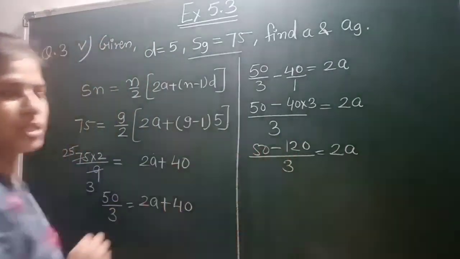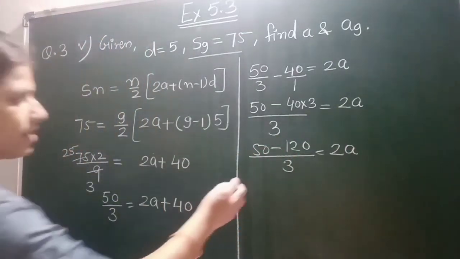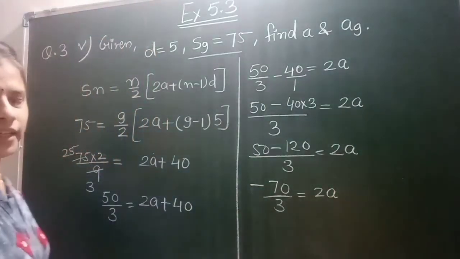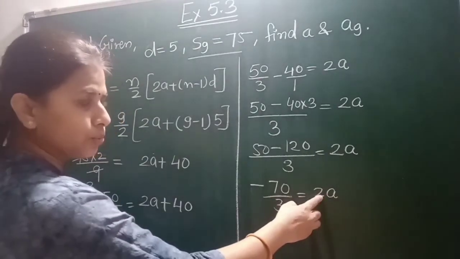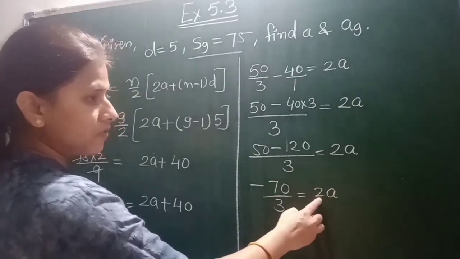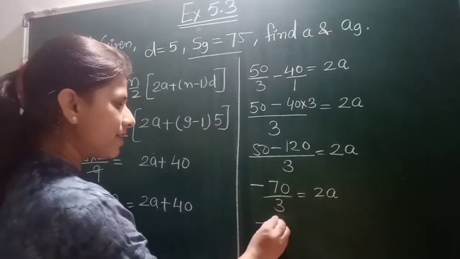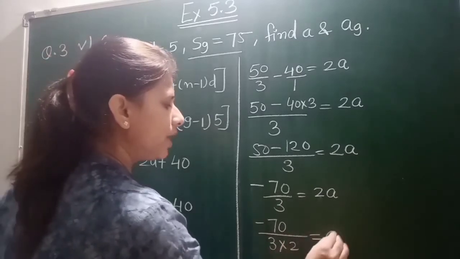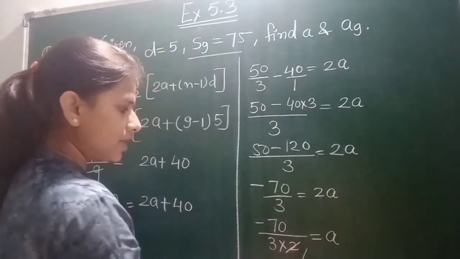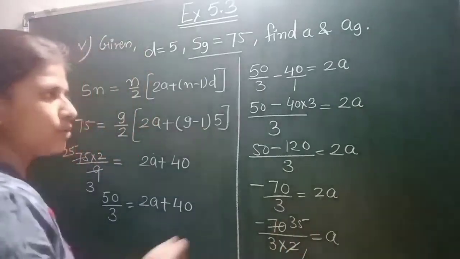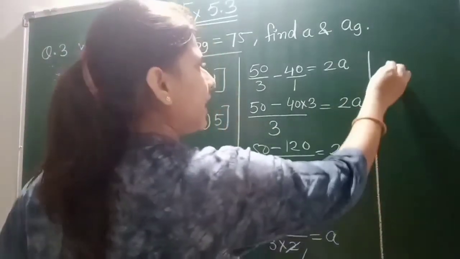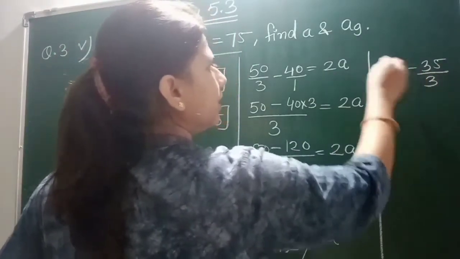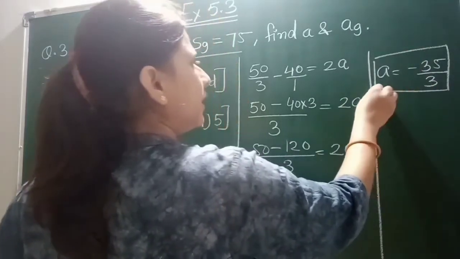Then 120 minus 50, what we will get? Minus 70 by 3 equals 2a. Then student, shift this 2 because we have to find the value of a. So we will shift this 2 from right hand side to left hand side and we will get minus 70 upon 3 into 2 equals a. Just you can cancel out this. So what we will get? We will get a equals minus 35 upon 3. This is the value of a.